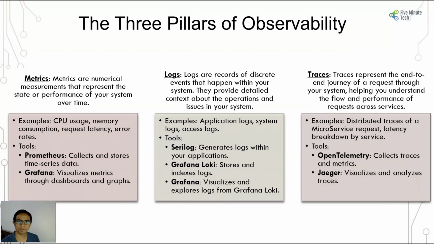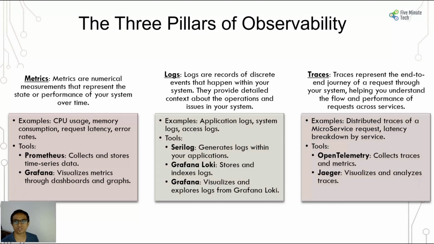As mentioned, the three pillars are metrics, logs and traces. Metrics are numerical measurements that represent the state or performance of a system over time, examples being CPU usage, memory consumption, latency and error rates. The tool we can use to cover metrics is Prometheus. It collects and stores the time series data of the application or the server, and Grafana visualizes the metrics through dashboards and graphs for the user to interpret the results.